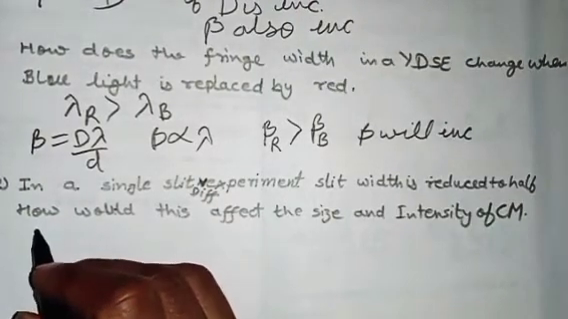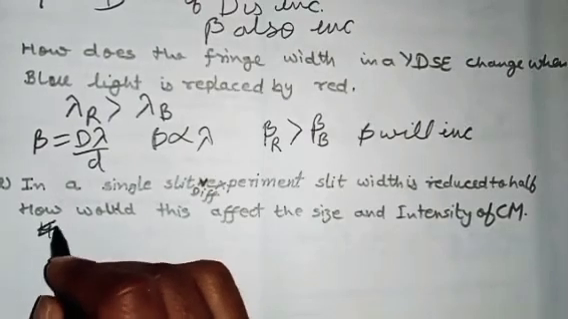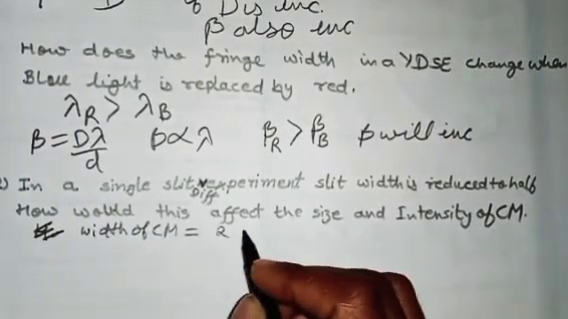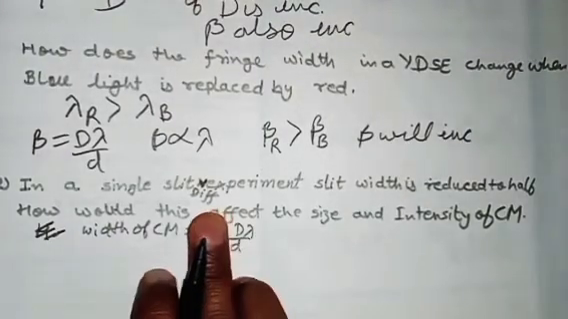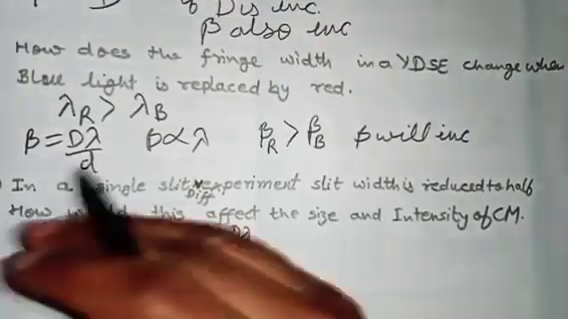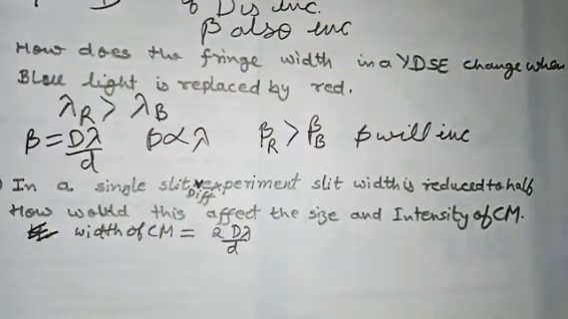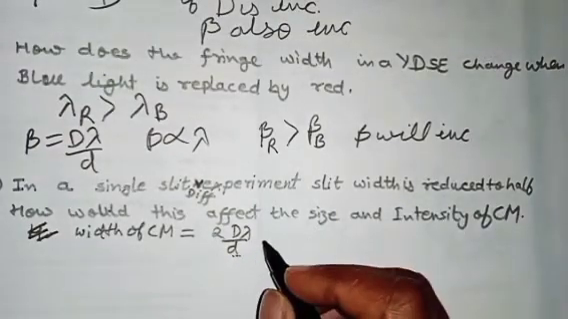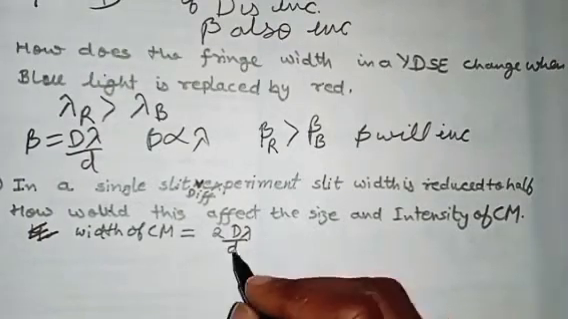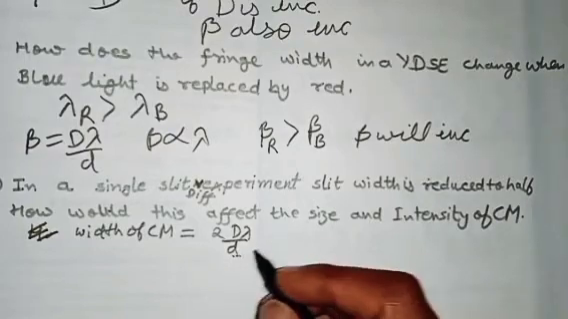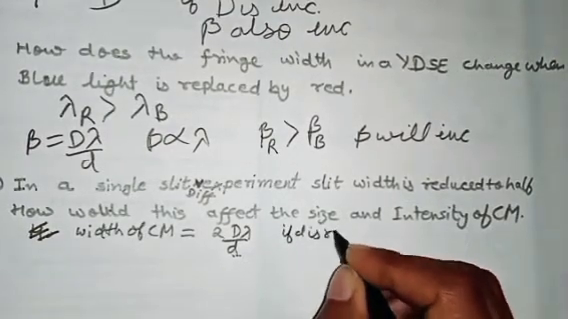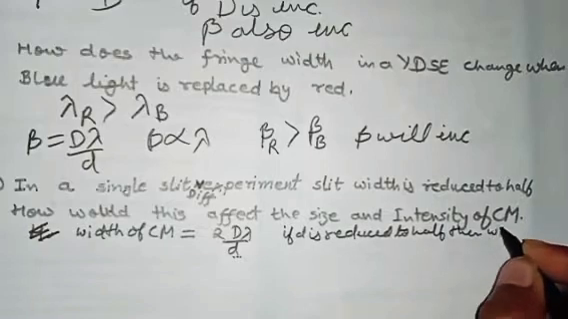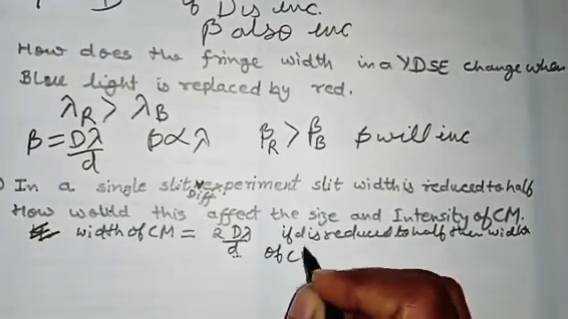We know half linear width, in fact full linear width we can say, width of central maxima is 2Dλ/d. Actually half linear width is Dλ/d, which can be directly derived, and for both sides it will be full width, which is twice of Dλ/d. Here this d is important, it is the slit width. So if d is reduced to half, we can directly put the answer that width of central maxima will be doubled.